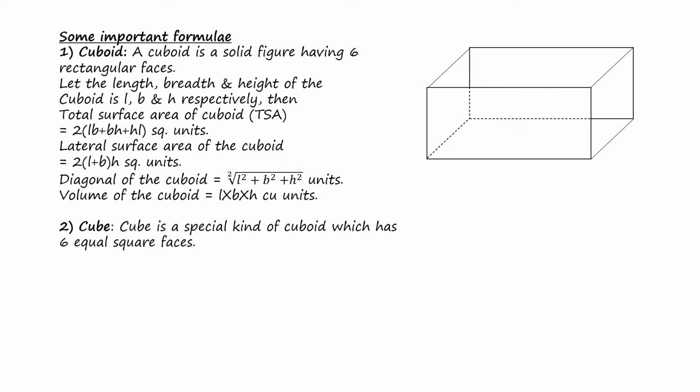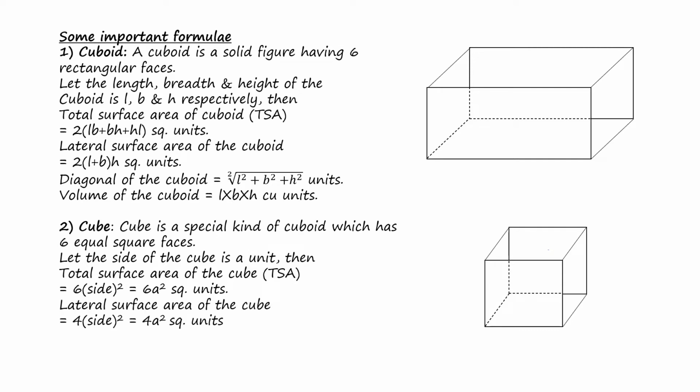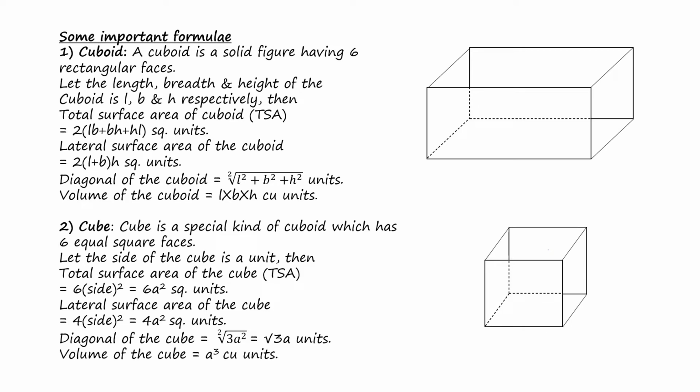Cube is a special kind of cuboid which has 6 equal square faces. Let's draw the picture. Let the side of the cube be a unit. Then the total surface area of the cube, or TSA, equals 6 into side square, or it is 6a² square unit. Lateral surface area of the cube is 4 into side square, or it is 4a² square unit. And diagonal of the cube is root 3 into a unit. And volume of the cube is a³ cube unit.